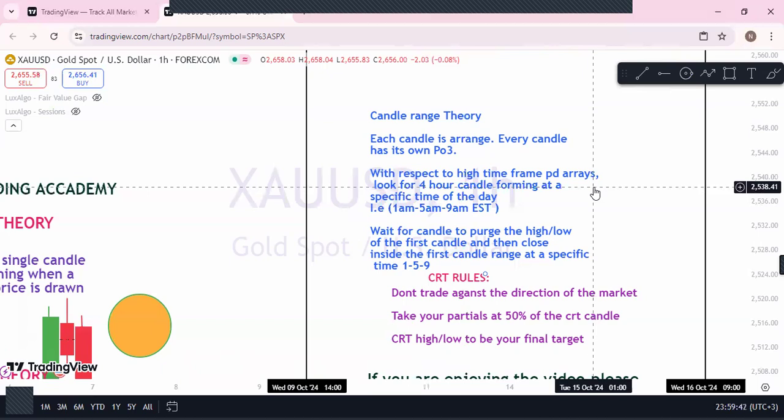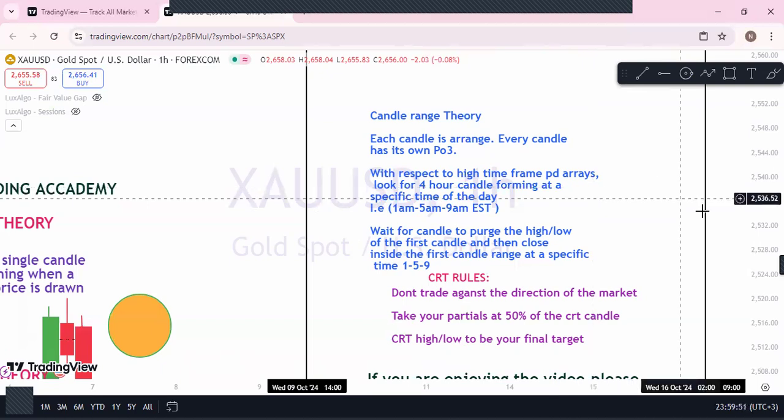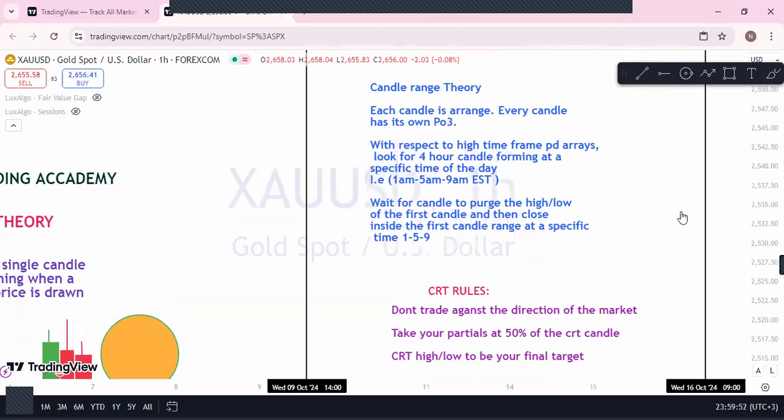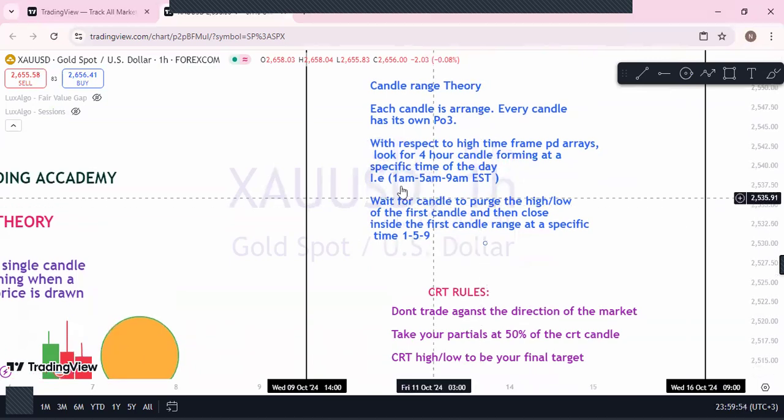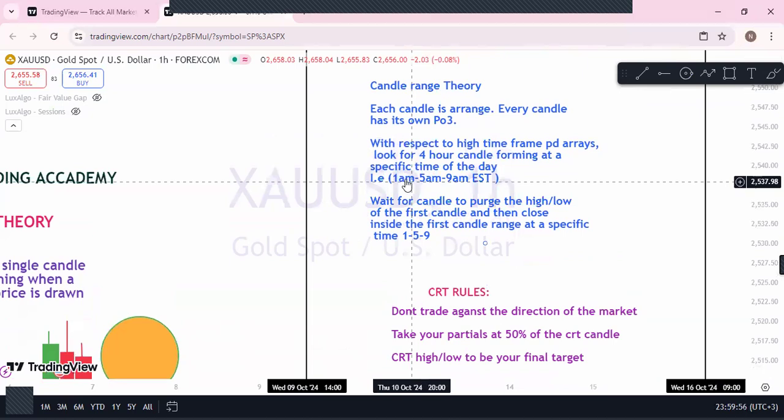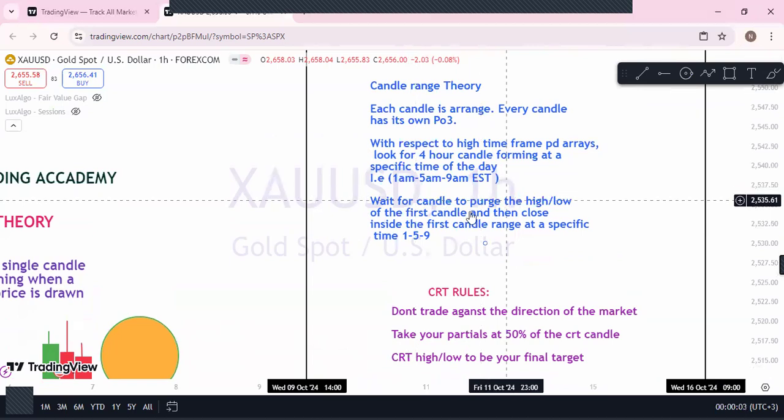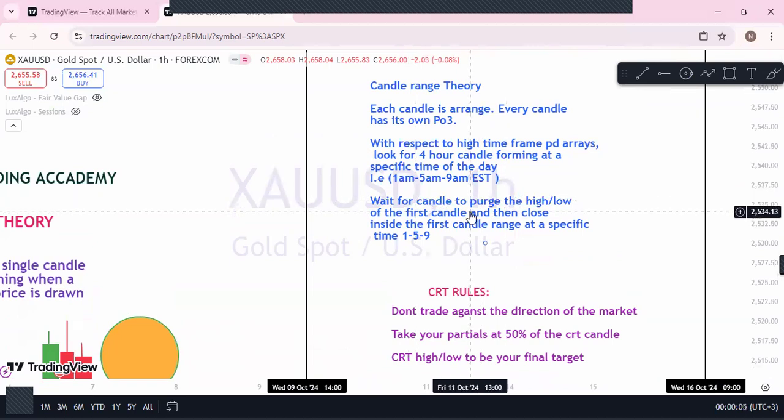What you need to know is only to understand how to capture the CRT model. After that, you will be able to spot entries even without considering time, because it doesn't mean that it's a must that the candlestick being formed is from 1 a.m., 5 or 9 a.m. Eastern Standard Time. But you have to put that into consideration as you are backtesting the strategy.